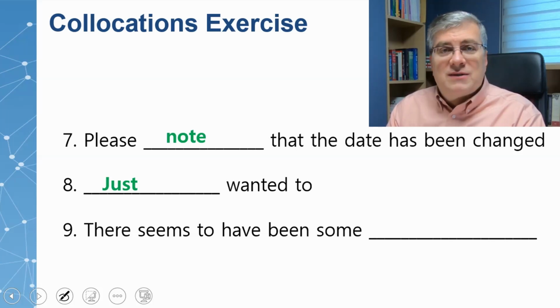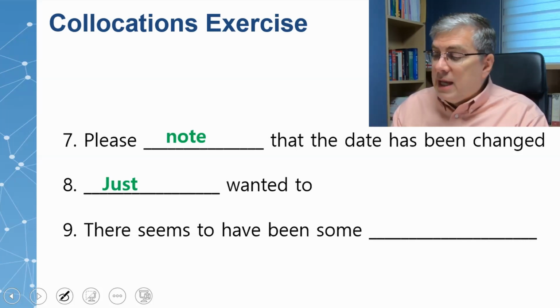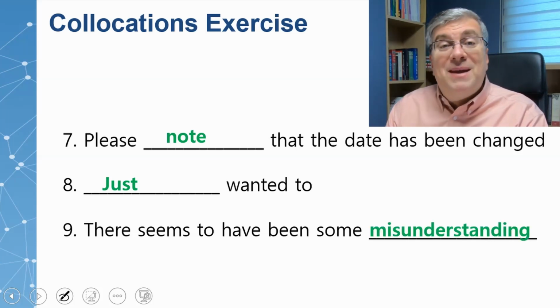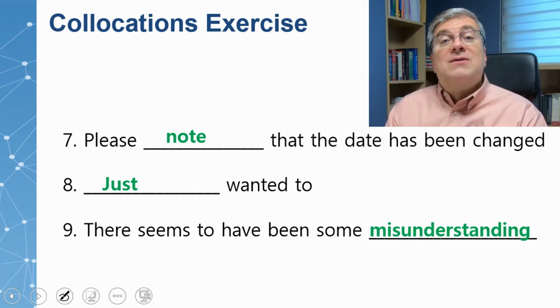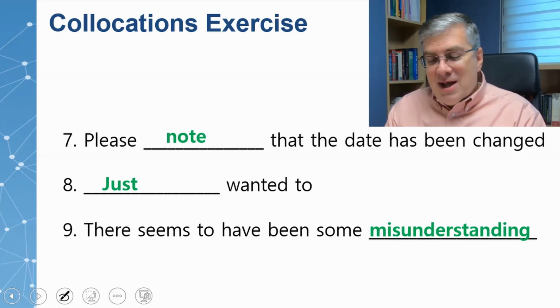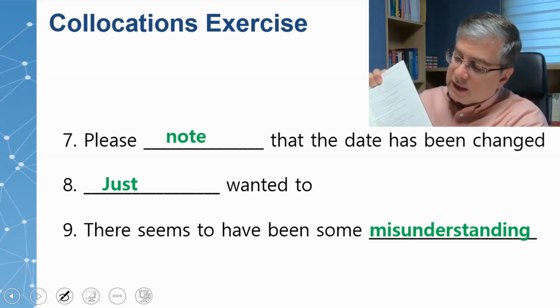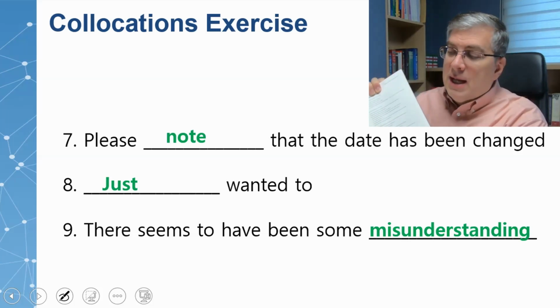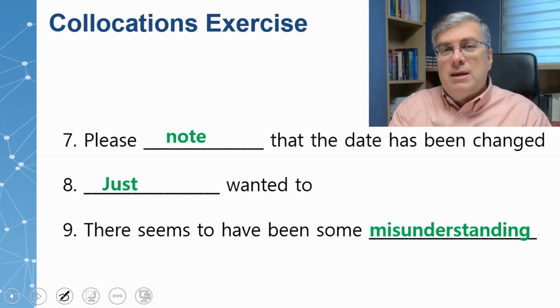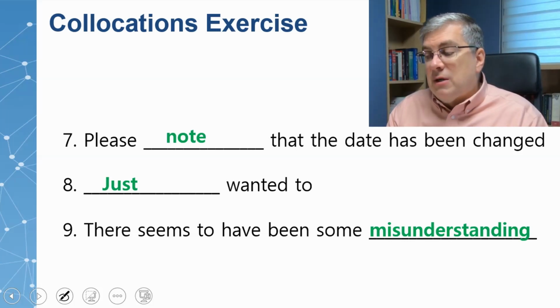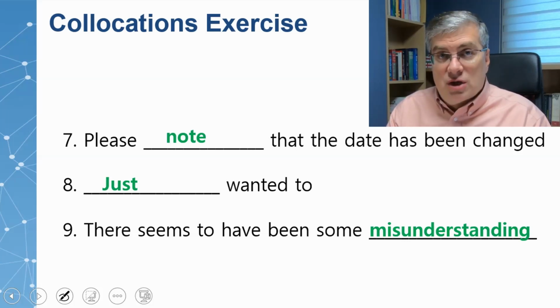These are kind of accusatory statements. It's much better to say something like, there seems to have been some blank. What would you put in the blank? Well, you could say, there seems to have been some misunderstanding. That's much more polite, right? Of course, in the box, you see misunderstanding at the very bottom. Also, you can see miscommunication. That's another word that you can put in the blank. There seems to have been some misunderstanding, or there seems to have been some miscommunication.